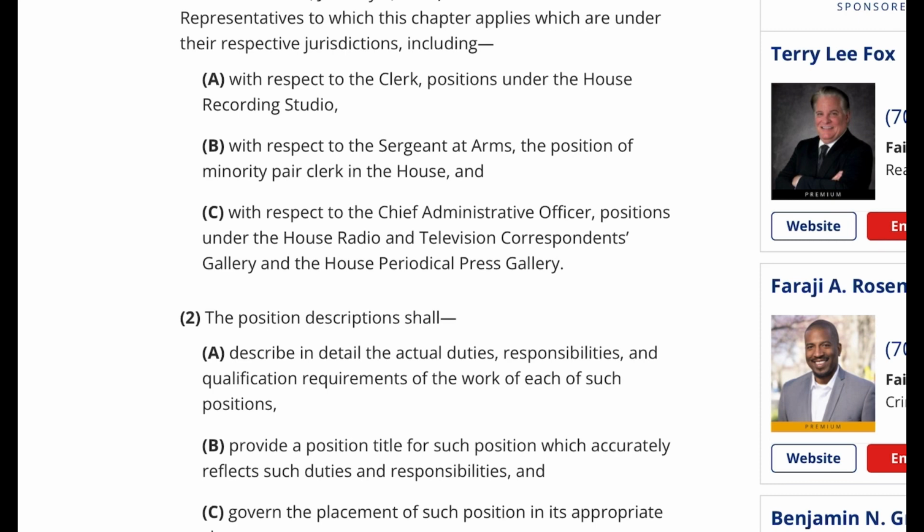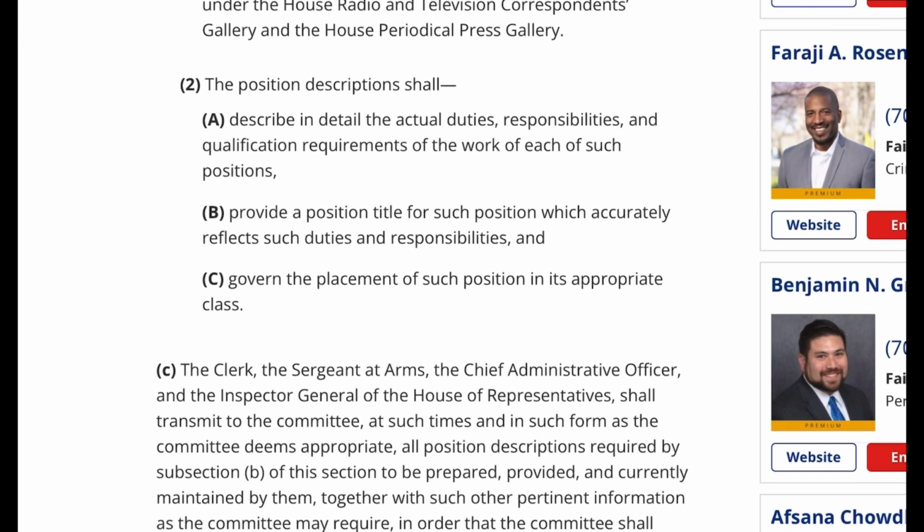describe in detail the actual duties, responsibilities, and qualification requirements of the work of each of such positions. B. Provide a position title for such position which accurately reflects such duties and responsibilities, and c. Govern the placement of such position in its appropriate class.